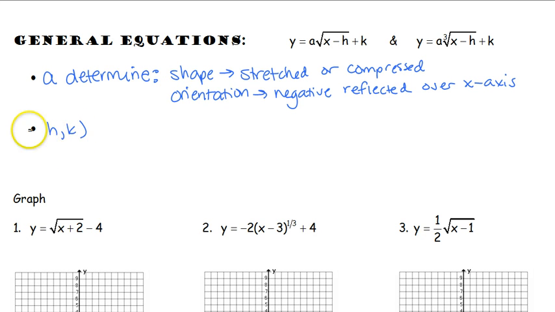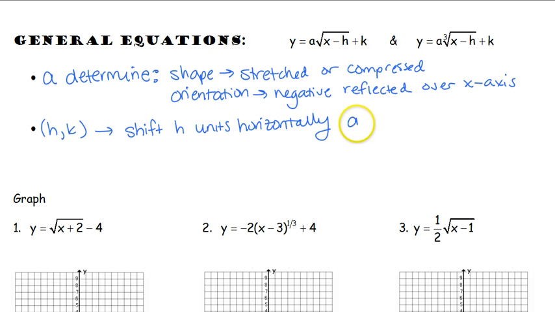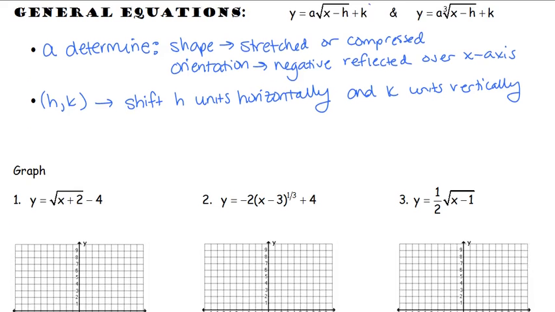And we have that h, k that is coming up again, which we've seen in the vertex form of a parabola. That h, k is going to shift h units horizontally. So that's our lateral or horizontal shift. And k units vertically. As we just finished discussing, if it's inside, it's horizontal and it's the opposite of what you see. If it's outside, it is vertical and it's exactly what you see. So we have a couple graphs that we are going to do together.